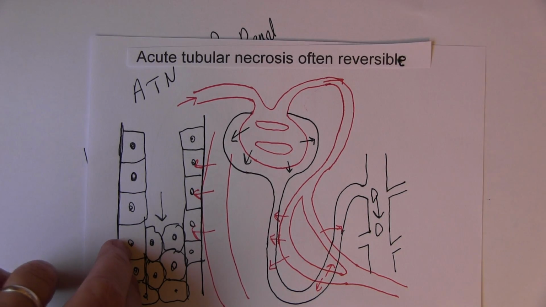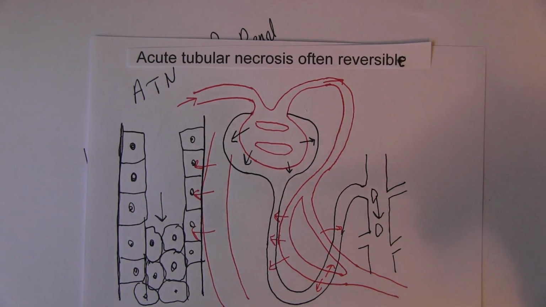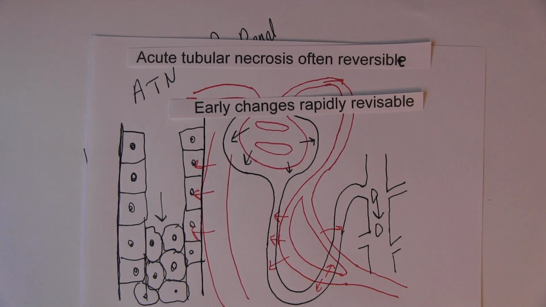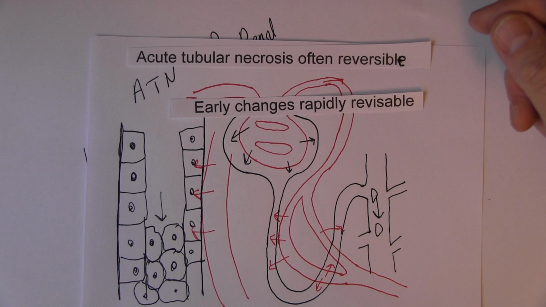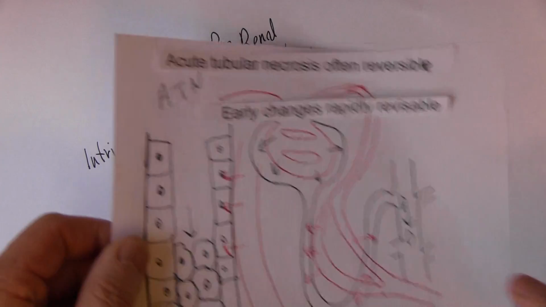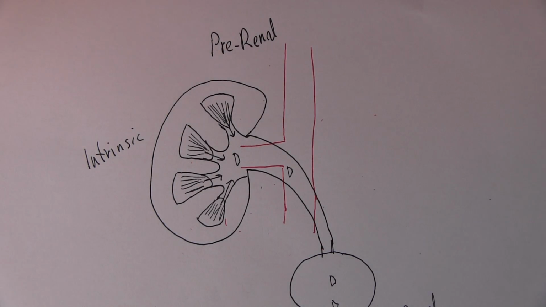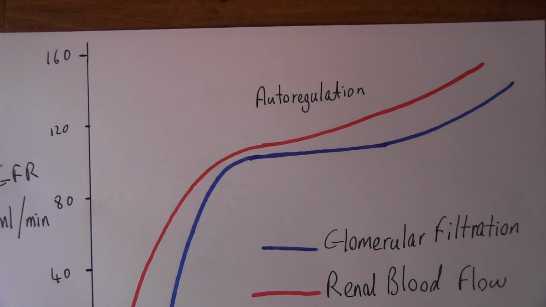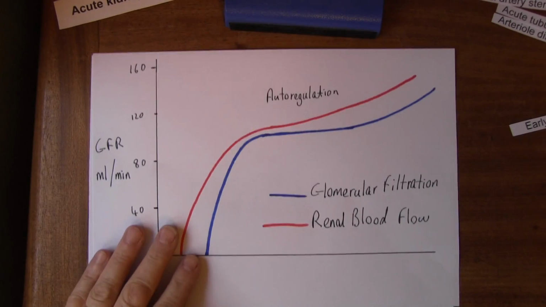So it's very reversible. Early change is rapidly reversible in acute tubular necrosis, but only if we sort out the problem that's causing the hypovolemia. And I just want to illustrate that a bit scientifically if I can, because here we have a graph taken from data from Guyton and Hall, great physiology book.